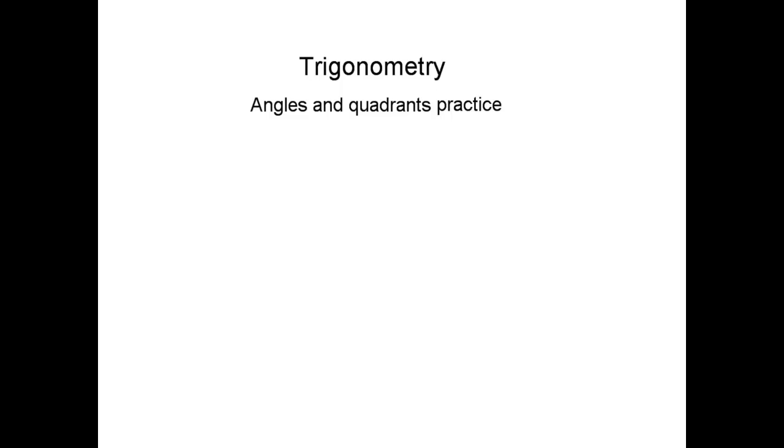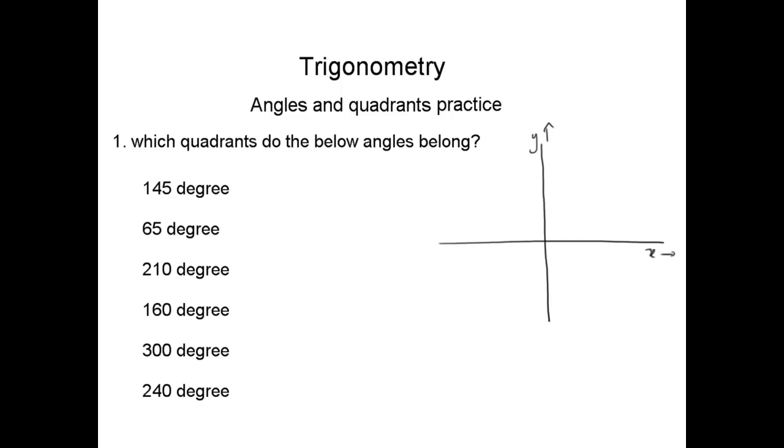Now let's do some practice questions on angles and quadrants. The first question is, let's figure out which quadrants do these below angles belong. The first one is 145 degrees. Okay, let's first plot the angles of the four quadrants here, right?